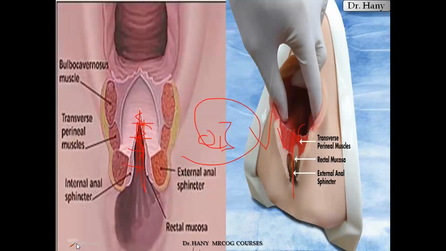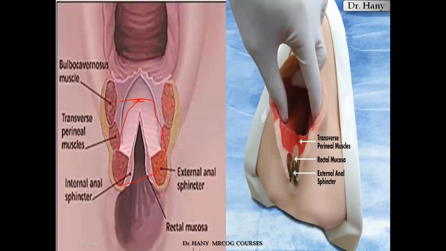Let's move to the internal, the white sheet, which is the internal anal sphincter. This is not to be done with overlap. Why? How will you overlap here? The tear is here. It should be end to end, either interrupted or mattress. You cannot overlap or you will disturb the anatomy. So in the internal anal sphincter, never do overlap.